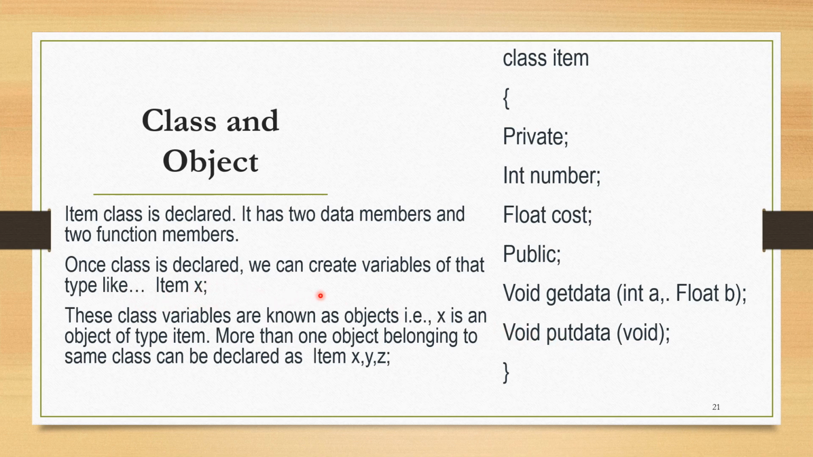Once a class is declared, we can create variables of that type. Class type, item type, we can create a variable like item X. These class variables are known as objects. X is your object. Item is the class. Item X is the object. X is an object of the type item. More than one object belonging to the same class can be declared as item X, Y, Z. From the same class, we can define multiple objects.